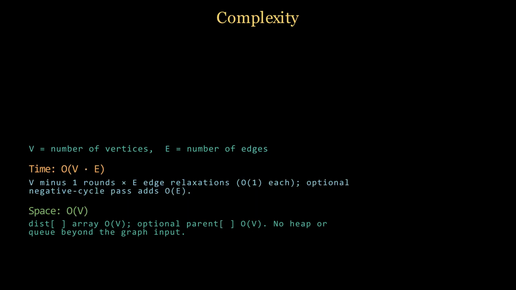Bellman-Ford runs v-1 rounds, and each round relaxes every edge once, so that is order v times e work. One more linear scan over edges can detect a reachable negative cycle. Space is order v for the distance array and optionally the parent array. There is no priority queue.